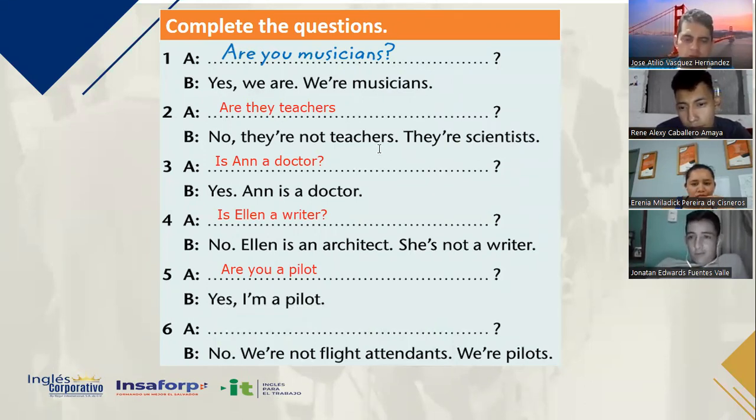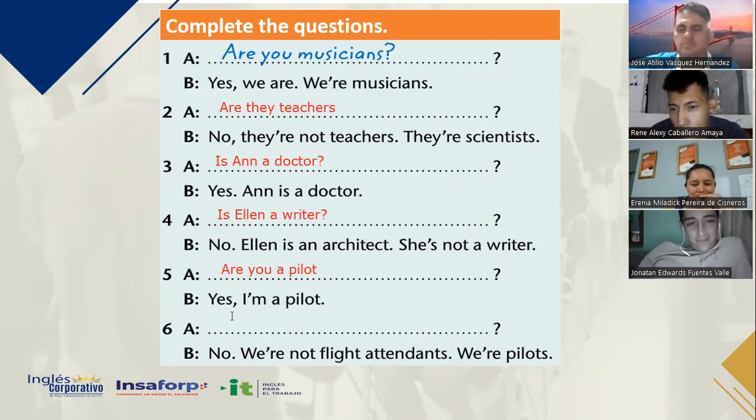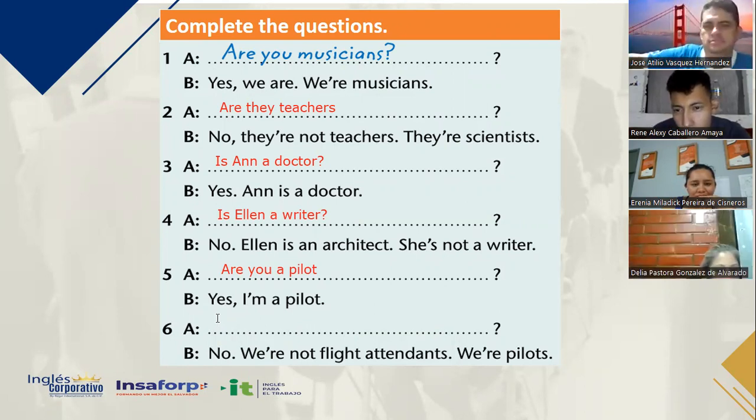Jonathan, me estaba fijando que la mayoría de este grupo son chicas casi, ¿verdad? Somos pocos los chicos. Sí, exacto. Okay, las chicas mandan aquí en este grupo. Okay, luego de esto vamos a escuchar el comentario de él.